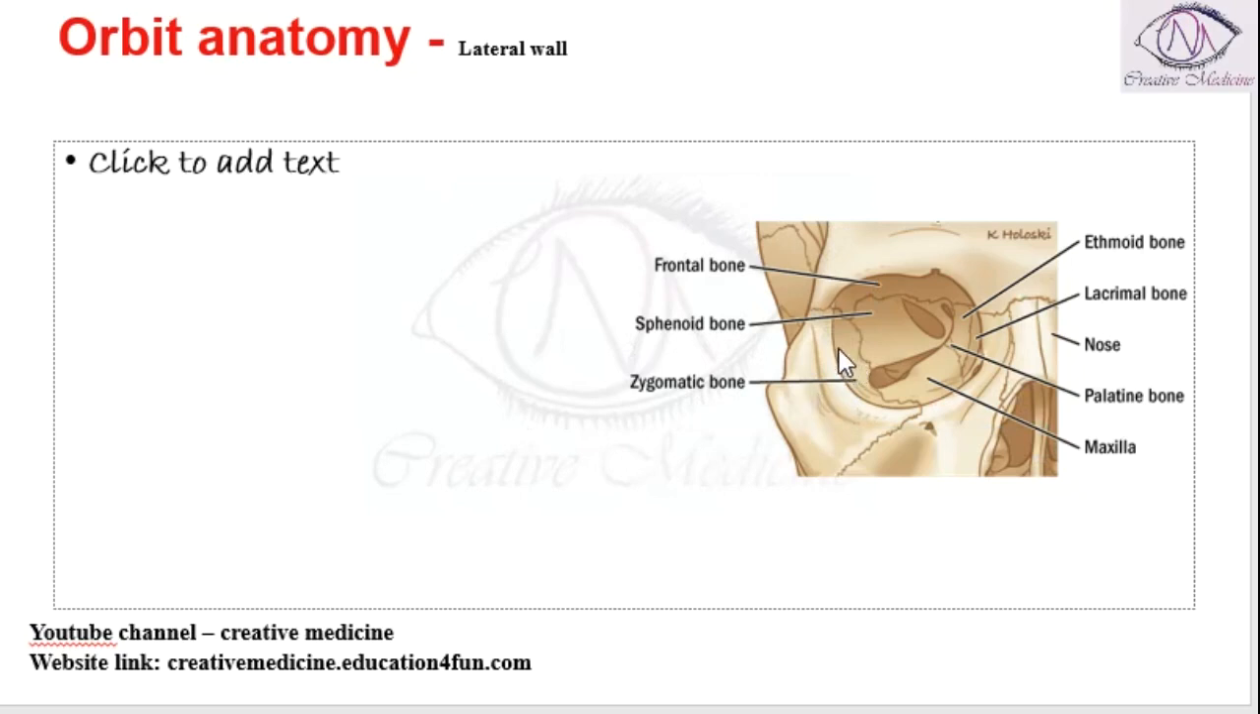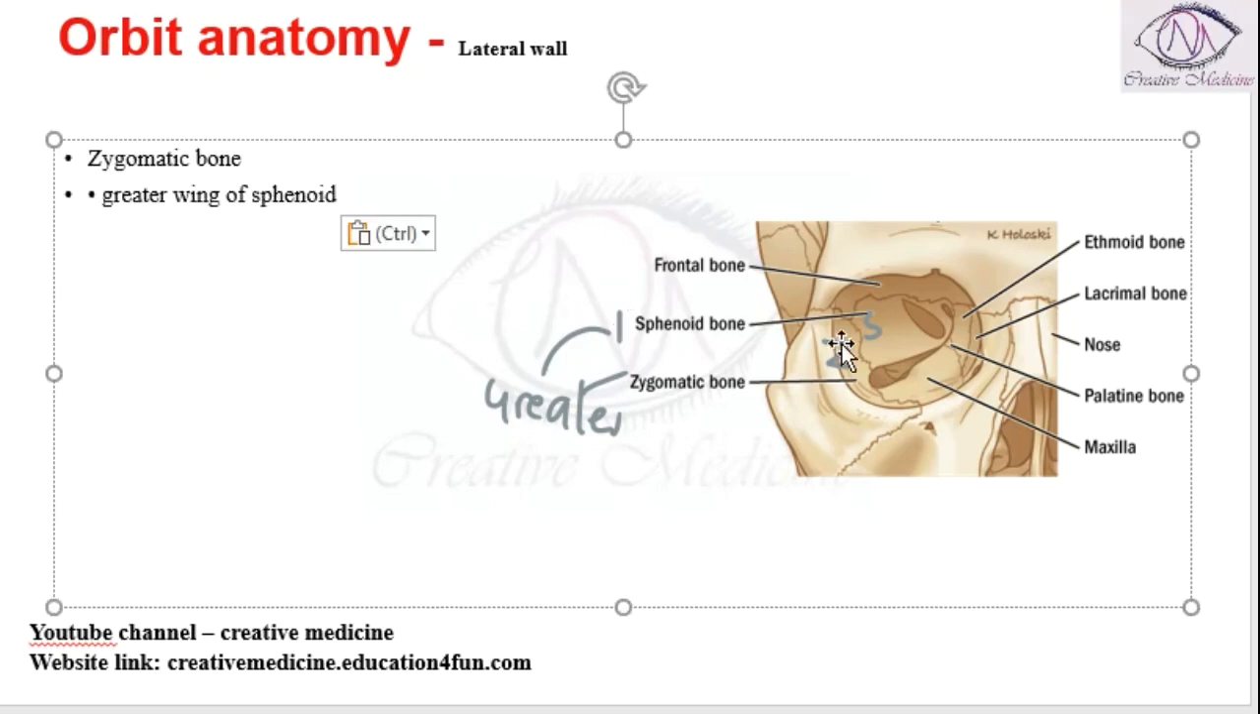Lateral wall, this is the zygomatic bone. So, the wall is formed by the zygomatic bone. It is also formed by the sphenoid. Which wing of the sphenoid? It is formed by the greater wing of the sphenoid. So, the lateral wall is mainly formed by two bones. One is the zygomatic bone, and the other is the greater wing of the sphenoid.